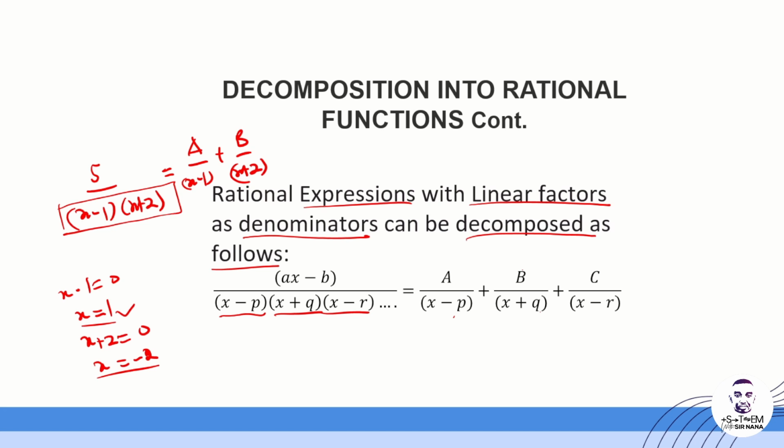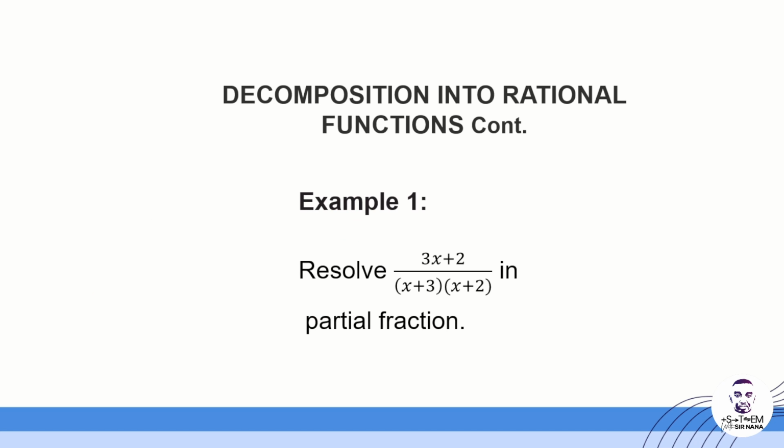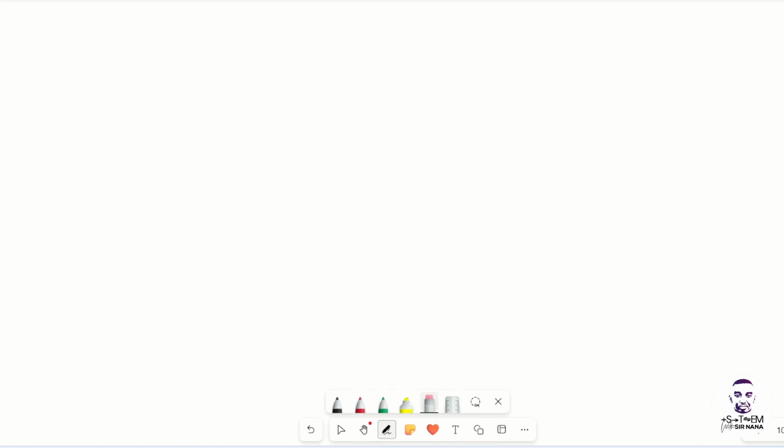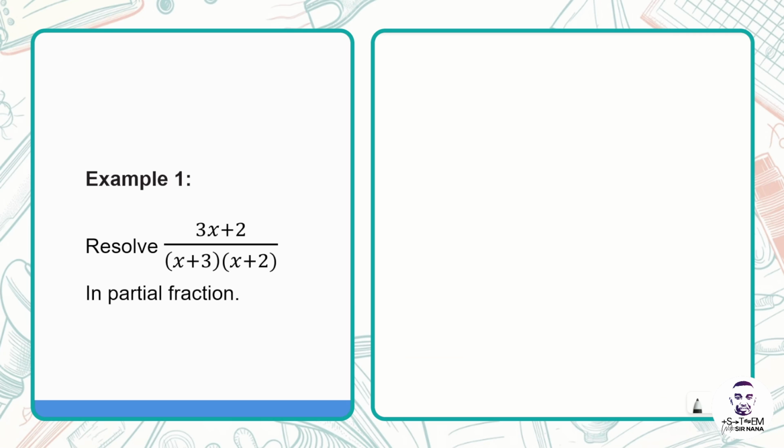So now let's consider how we can solve decomposition with linear factors. Let's consider this example. The example says: resolve 3x plus 2 all over x plus 3, x plus 2 into partial fractions. So let's look at how we can resolve this into partial fractions. To be able to resolve this into partial fractions, the first step is to write out the decomposition. What has been given to us is 3x plus 2 all over x plus 3, x plus 2, and we want to consider the denominator.